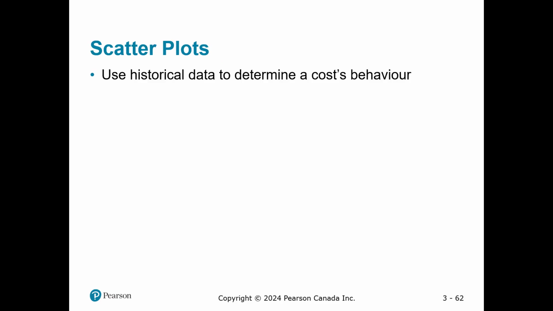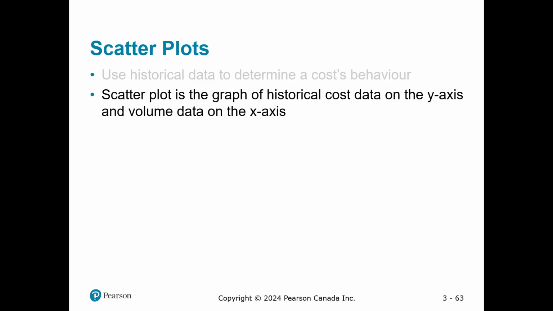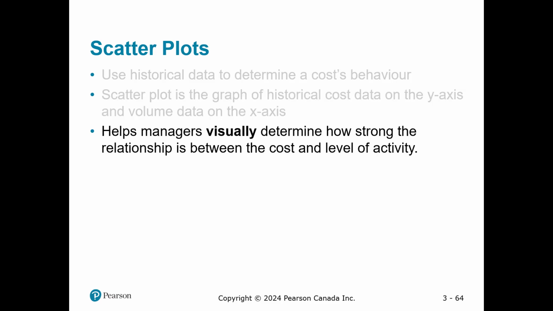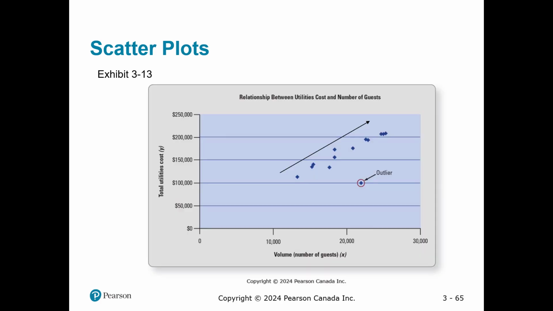We can look at scatter plots. So we're going to use the historical data to determine the cost behavior. We're going to plot them on a graph with a y-axis of total historical cost and then an x-axis of the volume, right? Whatever that level of activity happens to be. And it really helps managers to visually see how strong the relationship is between the cost and the cost driver, the level of activity. Remember I said we need a strong relationship, because if we don't have a strong relationship, then it's not going to be very good. That equation we produce is not going to be very good for predicting future costs.